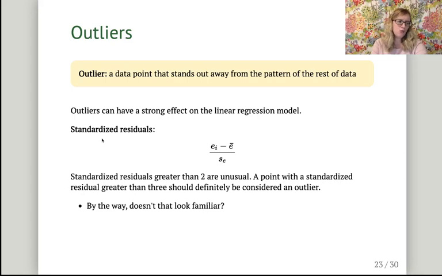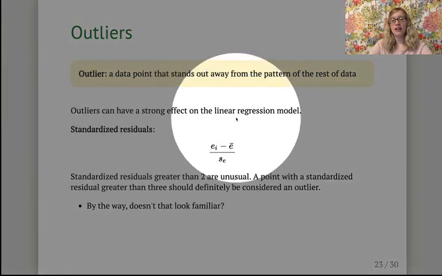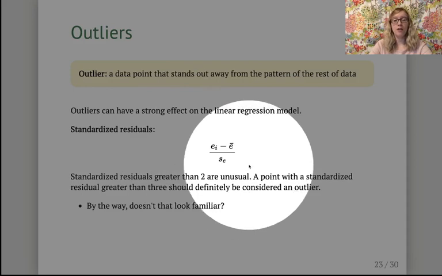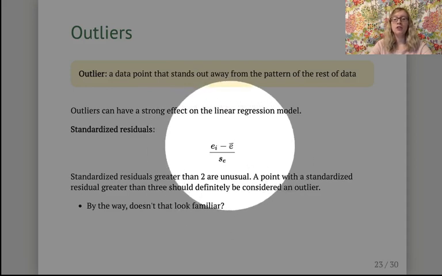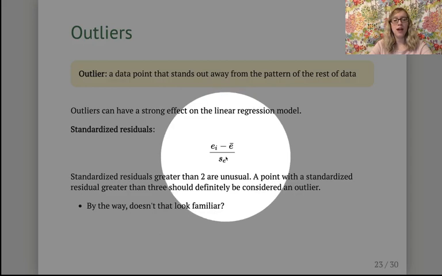Now, something else that I'll want to evaluate when I'm looking at this model is whether or not there are any major outliers. So outliers are data points that stand out. These can be pretty far away from the pattern of the rest of the data, either far below the pattern or far above the pattern. The reason we're worried about these is that outliers can have a strong effect on the linear regression model. So one thing we can do is calculate a standardized residual, or essentially a z-score for a residual. We'll take each error for each residual, subtract the mean, divide by the standard deviation.